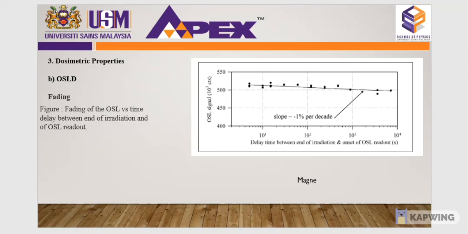The OSLD signal is plotted with respect to the delay time in the figure on the right, and it shows a small fading of about -1% per decade order of magnitude in time. A reproducible readout procedure, on the other hand, will reduce fading-induced uncertainty. Furthermore, no transient behavior with the OSL has been observed, indicating that a stable OSL readout can be obtained immediately after irradiation. As a result, we can conclude that the OSL signal fading is small and there is no transient effect, allowing for prompt OSL readout after irradiation.